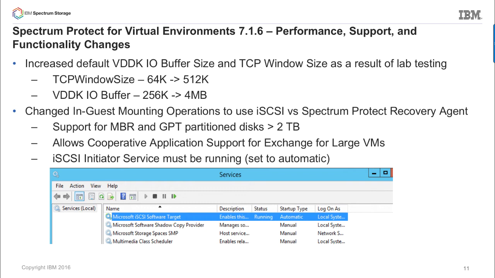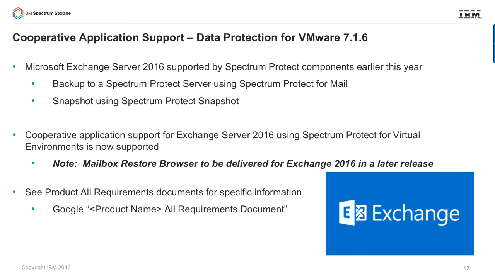There are some performance enhancements that we made at 7.1.6 just so you know that they happen. These are some defaults that have been changed in data protection for virtual environments, in Spectrum Protect for virtual environments, data protection for VMware. We have increased the TCP/IP window size default from 64K to 512K, and we've increased the VDDK I/O buffer from 256K to 4 megabytes. And these are just settings that we found through testing in our lab improve performance in a majority of cases, so we made the decision to change the default.